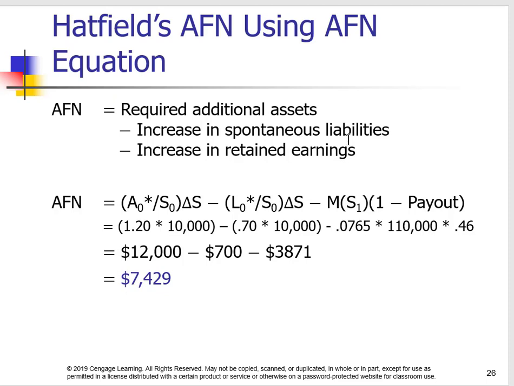The increase in spontaneous liabilities, we need to subtract that out. Here's the ratio to sales times the percent change in sales. So 70%, so that's $700 or 0.7 times that. And then finally, we have the increase in retained earnings. So the profit margin, 7.65. The new sales, 1 minus the payout ratio is the retention ratio, 46%. So we're going to have an increase in retained earnings of $3,871.